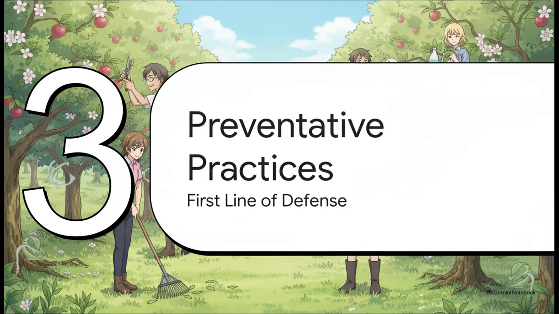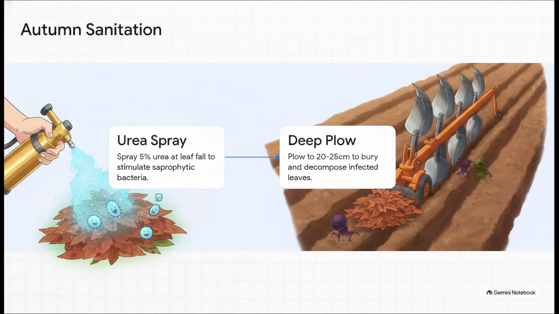All right, Section 3, essential preventative orchard practices, first line of defense. Since the fungus overwinters in dead leaves, your absolute best move is to literally starve it out in the autumn. This is a brilliant proactive technique. Just spray a 5% urea solution right when the leaves start to fall. That blast of nitrogen stimulates beneficial saprophytic bacteria to rapidly consume the leaves, taking the fungus down with them. Then, follow that up by deep plowing the soil 20 to 25 centimeters down to bury whatever is left.